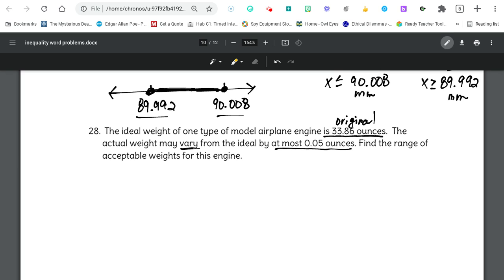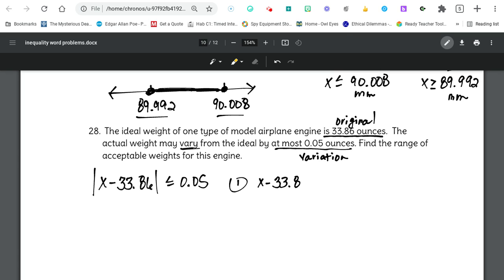The actual weight can vary from the ideal weight by at most 500 ounces. This is your variation or your change. Give or take 500 ounces. The weight can change by that. Find the range of acceptable weights for this engine. So I'm going to go with x minus what we originally wanted, which is 33 and 86 ounces. At most, meaning less than or equal to 500 of an ounce. So I'm going to set up the two inequalities.